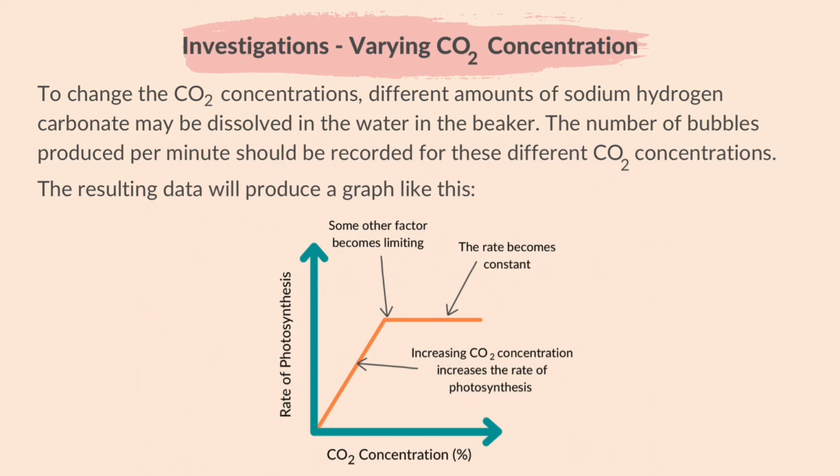So initially, increasing carbon dioxide concentration increases the rate of photosynthesis until some other factor becomes limiting, after which the rate becomes constant. Therefore, even if there is plenty of light, a plant cannot photosynthesize if there is insufficient carbon dioxide. The factors which could be limiting the rate when the line on the graph is horizontal include temperature not being high enough or not enough light.